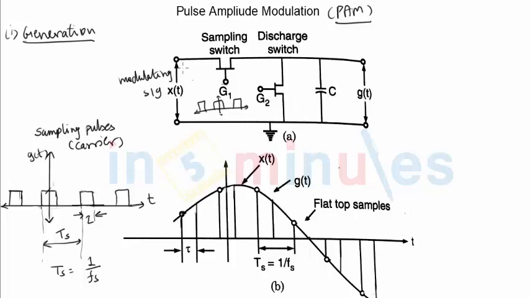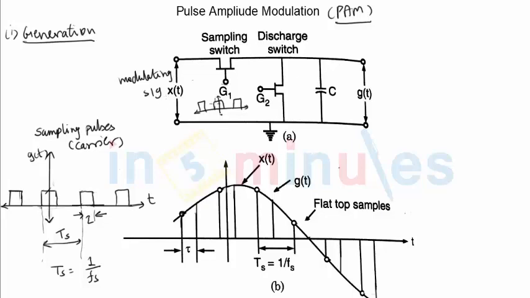It will immediately charge to the very first value of the modulating signal, because in the charging path there is no resistance. The MOSFET switch will act almost like a short circuit, and without any resistance in the charging path, the charging will always be instantaneous.